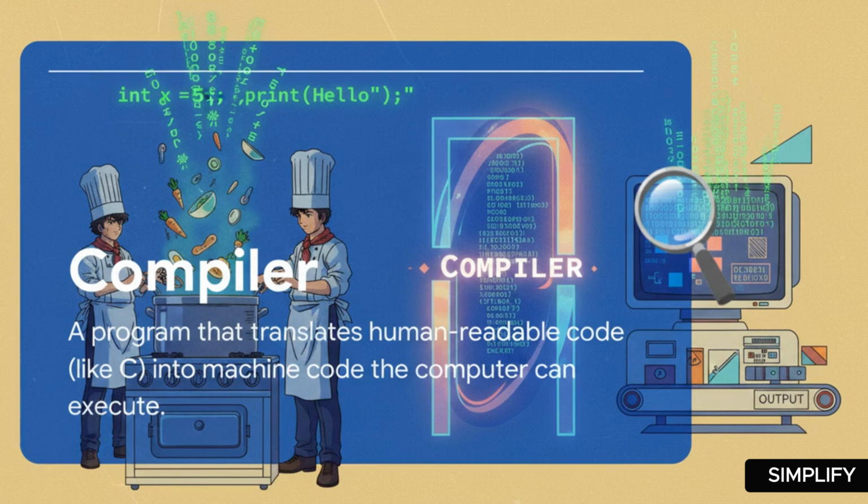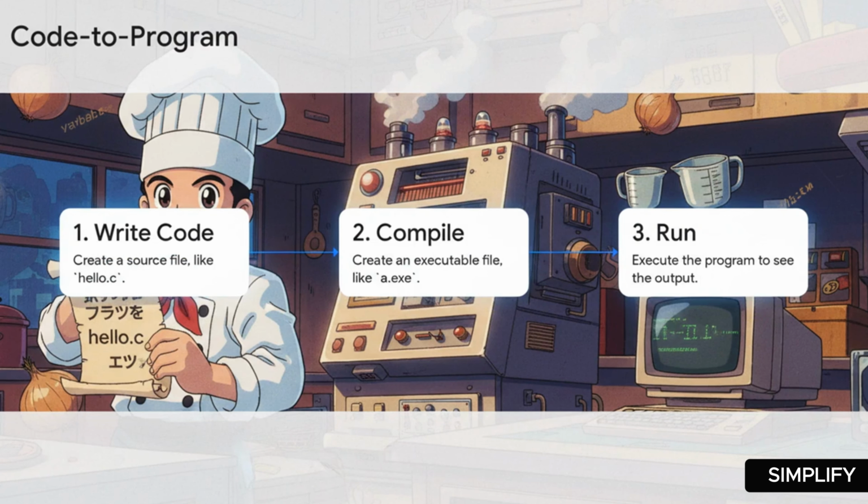The magic ingredient here is a special program called a compiler. You can think of the compiler as the master chef. It takes your recipe, which you wrote in a language that humans can understand, like C, and it translates the whole thing into the only language the computer's hardware actually gets: raw machine code, basically a bunch of ones and zeros.